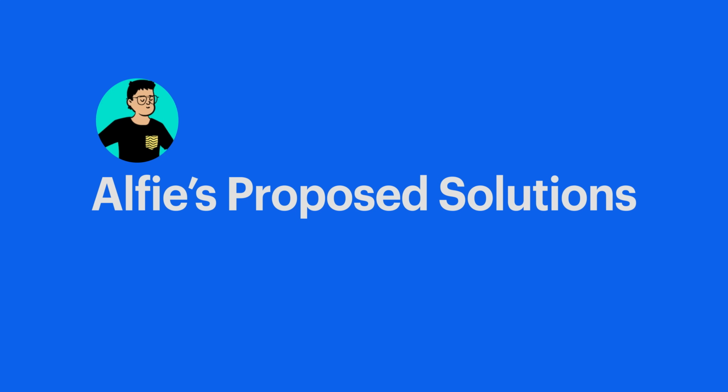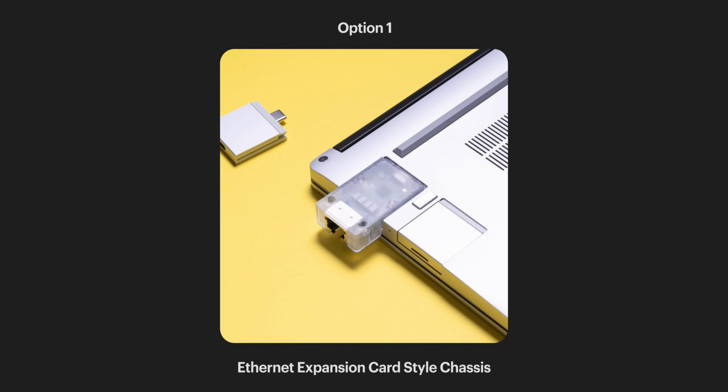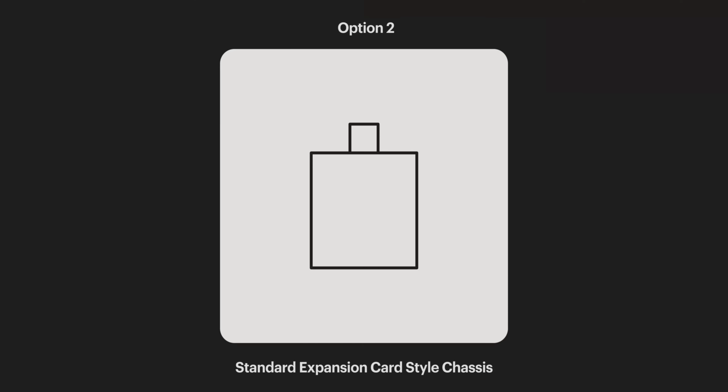One is to use an expansion card housing that looks similar to our Ethernet card housing. It's a little bulkier and doesn't fit flush to the chassis. This gives the electrical team a little bit more wiggle room to make the design more feasible. Option 2 is to keep the standard expansion card chassis, but it means that the electrical engineering team will have to squeeze the circuit design into a much smaller area.